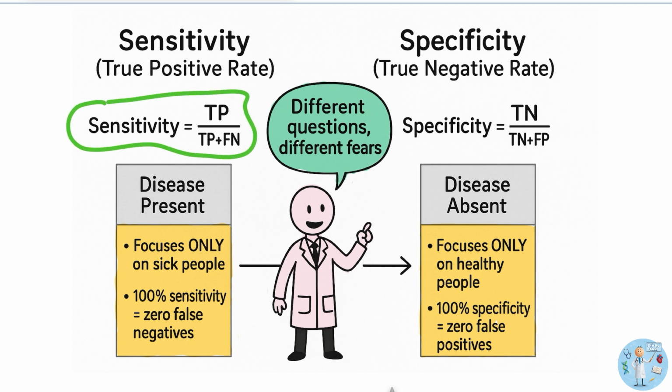And think about the ideal. If a test has 100% sensitivity, it means it never, ever has a false negative. It never misses a sick person. Its enemy, the false negative, has been totally eliminated. Vanquished.